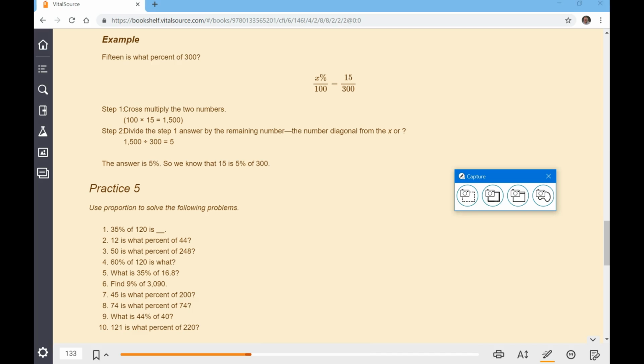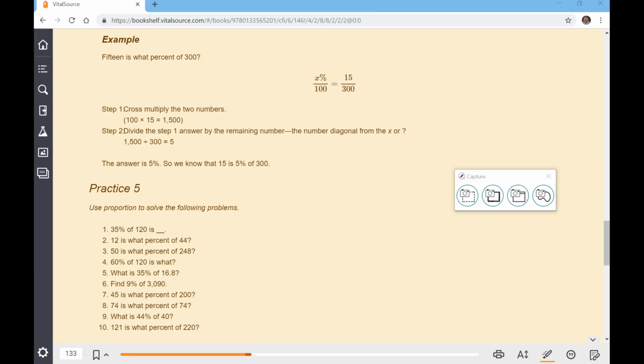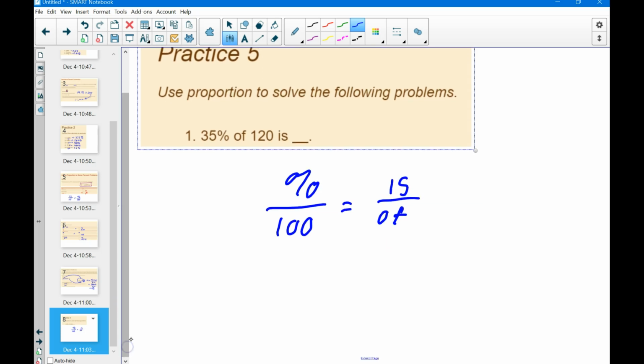So let's have a look at this first question here. There are some more examples like this. So down here, let's have a look at number 1. We have a problem that says 35% of 120 is what number? So we have a formula that we know, which is percent over 100 equals is over of. So the 35% goes on the top right here. So I have 35 over 100.